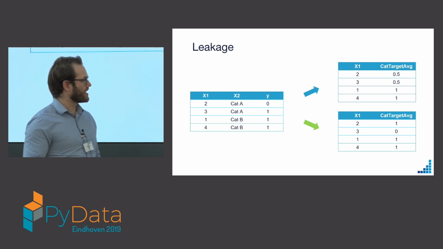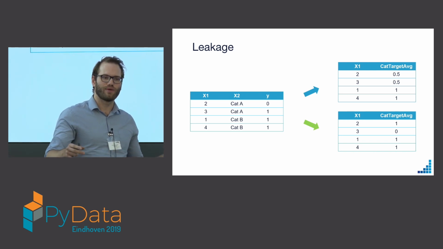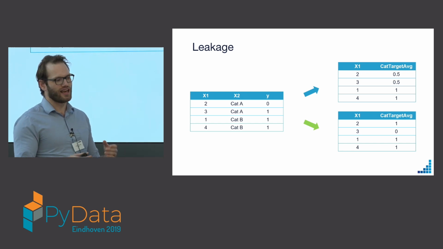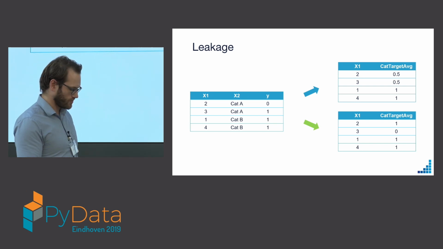These kinds of things happen with categorical encoders, but also with time series based things where you're using lag features. It could easily happen that you accidentally include some information about the current target.